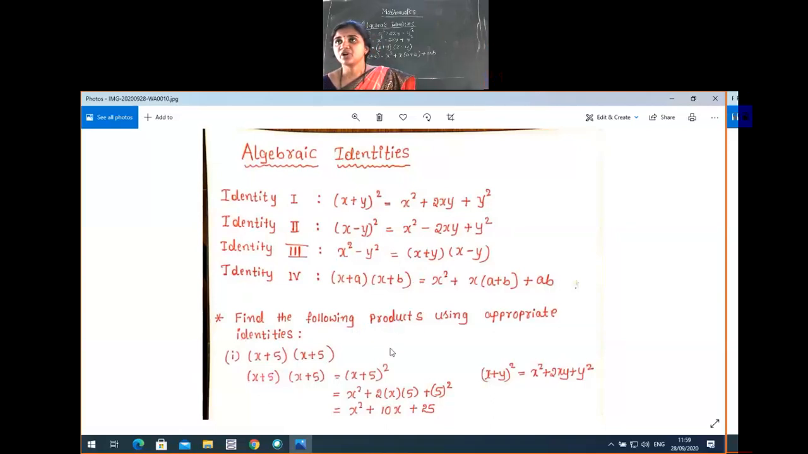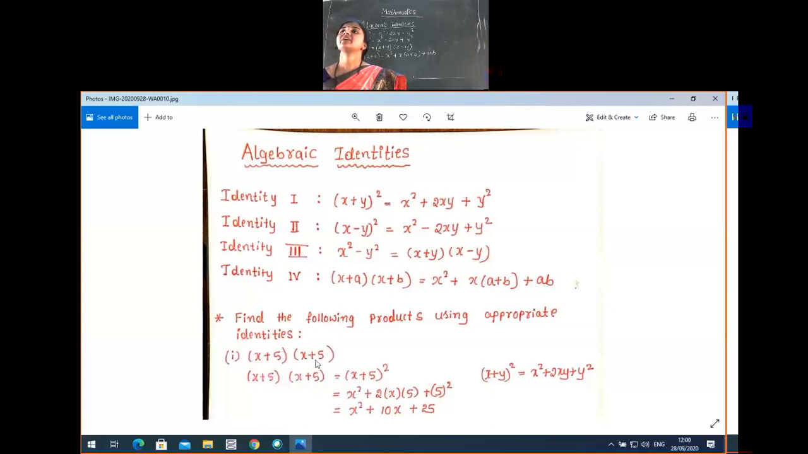So can we work out a few problems related to these identities? In the first question we have: find the following products using appropriate identities. In that, the first question is x plus 5 into x plus 5.